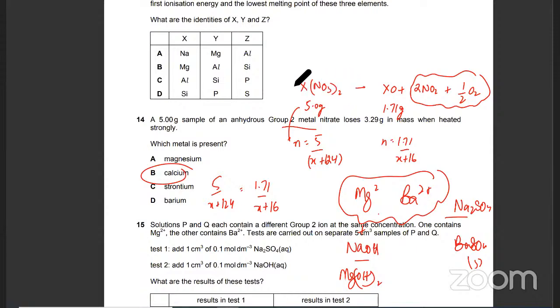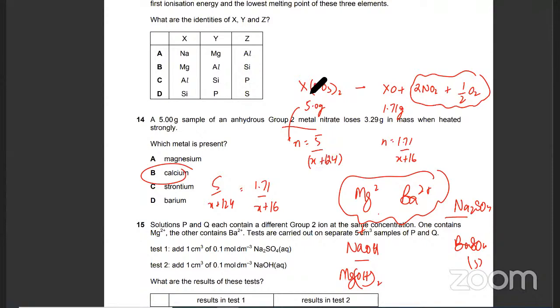So what I figured out was that the moles of the nitrate and the moles of the oxide are going to be the same every time. Is that clear? So I figured out the moles of this thing. It's 5 grams, right? So how do you find moles? Moles is mass divided by MR, so it's going to be 5 divided by X plus 124, right?